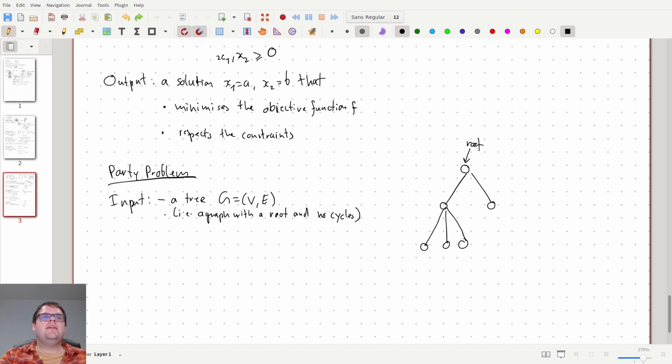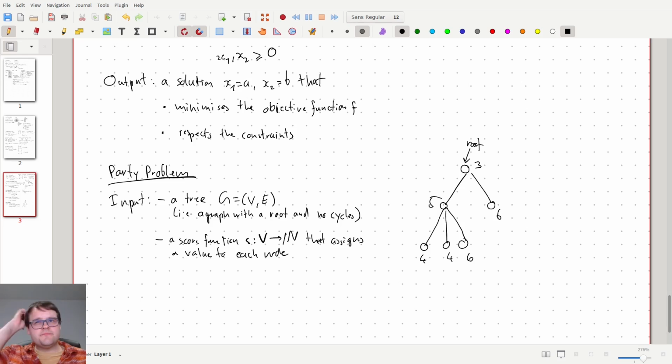So we have a tree and we have a score function. A score function S from the nodes to integers. So this assigns a value to each node. For example, here the root will have value 3, then this one value 6, value 5, value 4, value 4, value 6. And then what's the problem going to be?